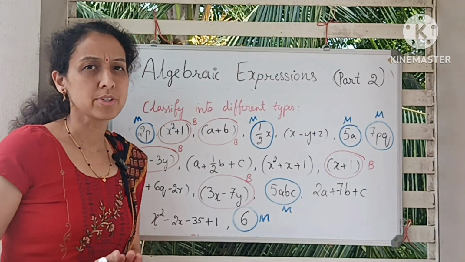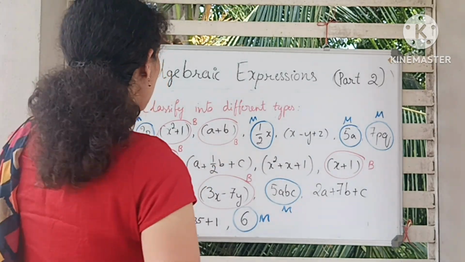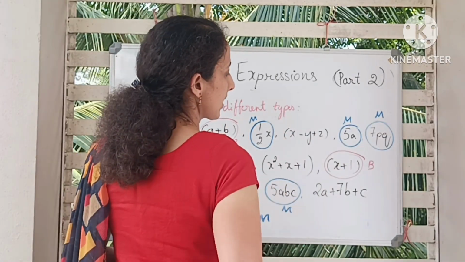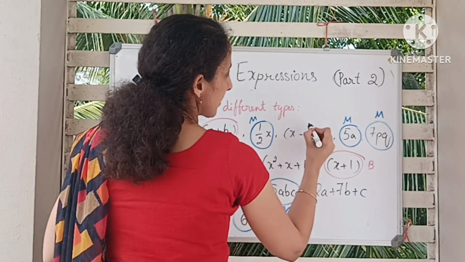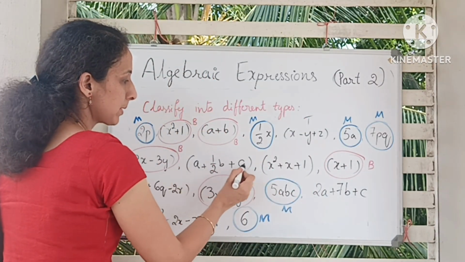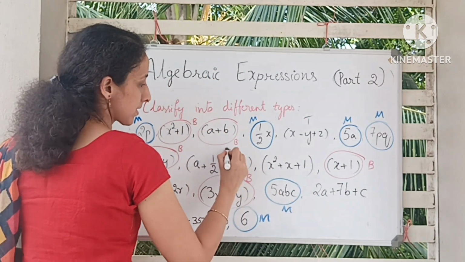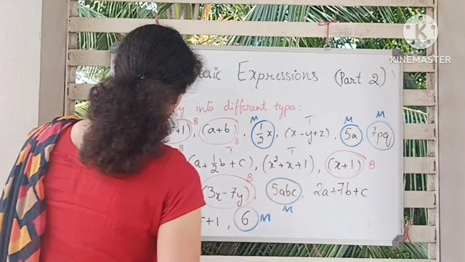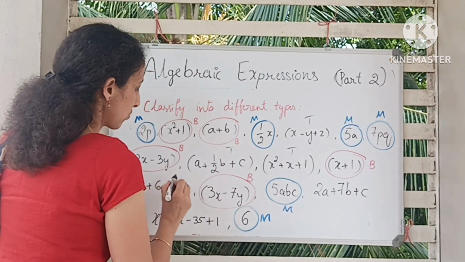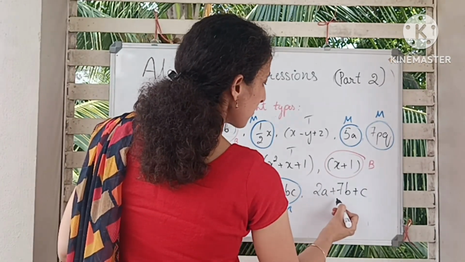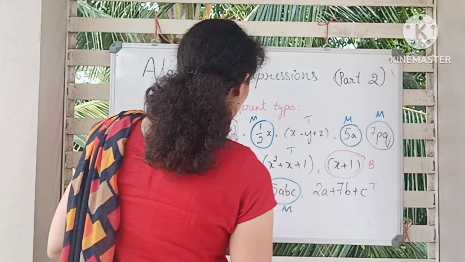Now let us see which are the trinomials in this. This expression contains three terms, x minus y plus z. This is a trinomial. a plus 1 by 2b plus c contains three terms. This is a trinomial. x square plus x plus 1 is a trinomial. 4p plus 6q minus 2r is a trinomial. And 2a plus 7b plus c is a trinomial.